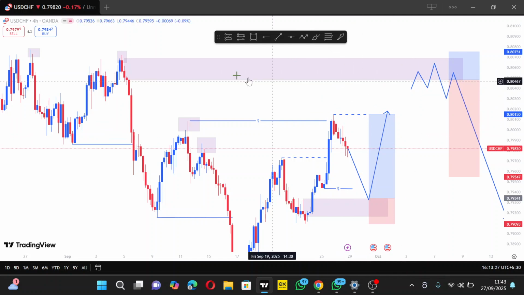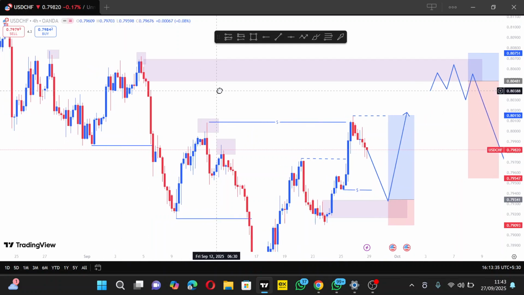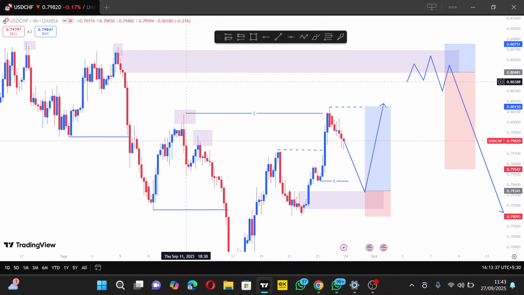Why is this area right? Because there's a fair value gap closer to the order block, and that is the extreme. Liquidity is before this order block. So this order block is very, very valid. I don't know if you guys are following me.